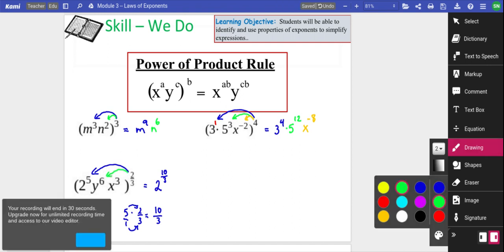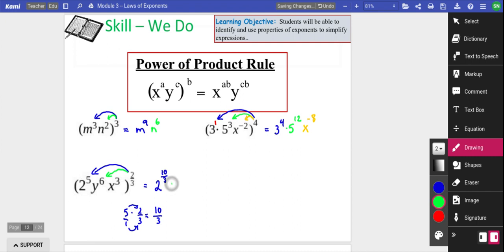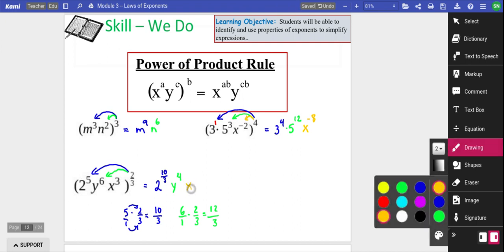Same with the other ones. It would be y. I multiply the exponents. 6 over 1 times 2 over 3. This is 12 over 3, and that would give us 4. The last one would simplify to x squared using the same method.